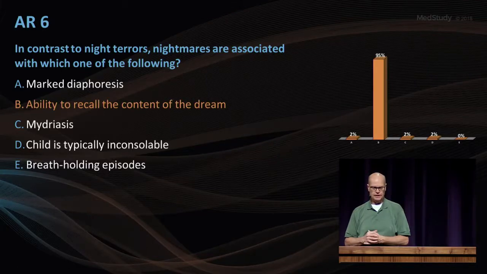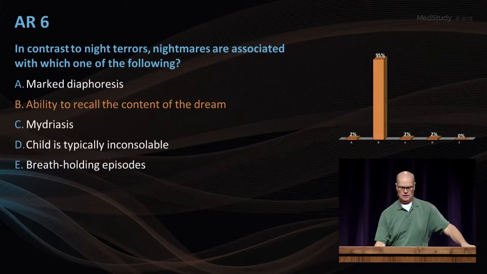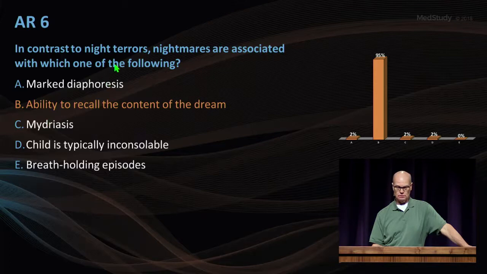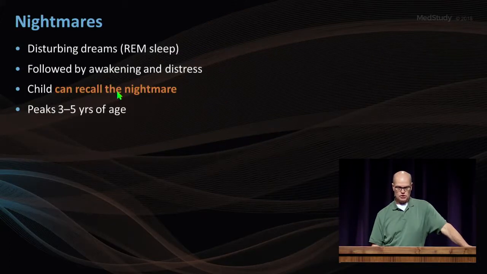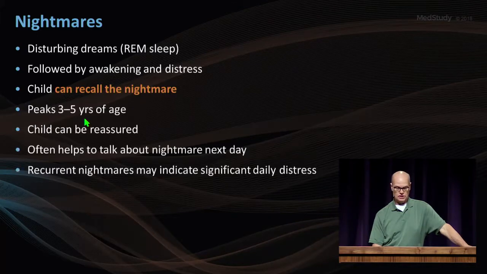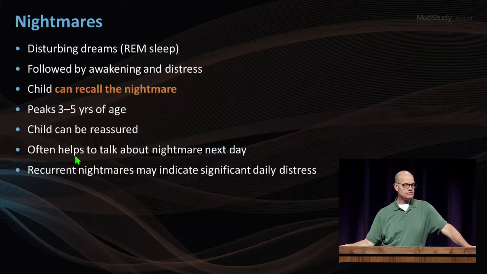Good. So, ability to recall the content of the dream. Many of these symptoms are associated with night terrors. So let's look at the difference here. With nightmares, children can recall the nightmare, it peaks at 3 to 5 years of age, and they can be reasonably and quickly reassured, and oftentimes have some resolution and comfort by talking about the nightmare. And again, like many behavioral issues, if these are recurrent, then you might have some concerns about the family environment.